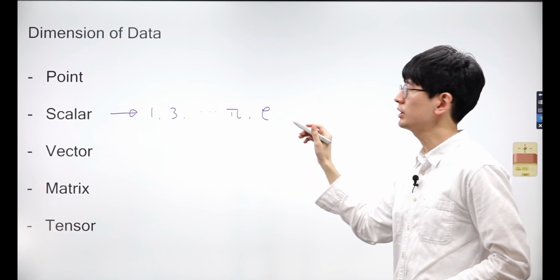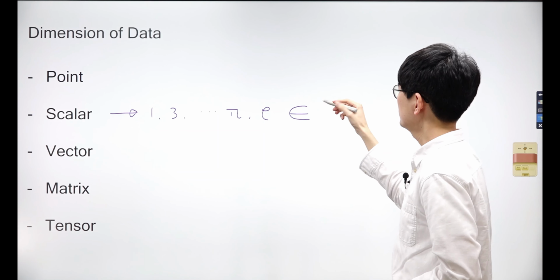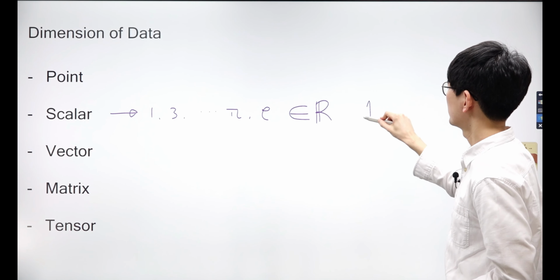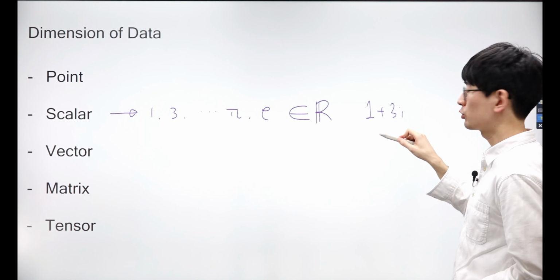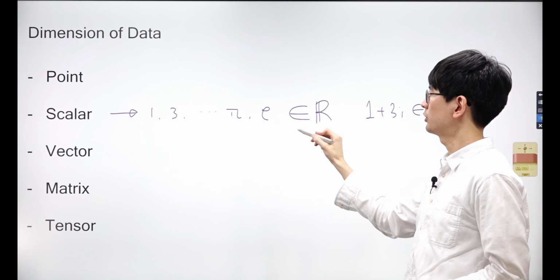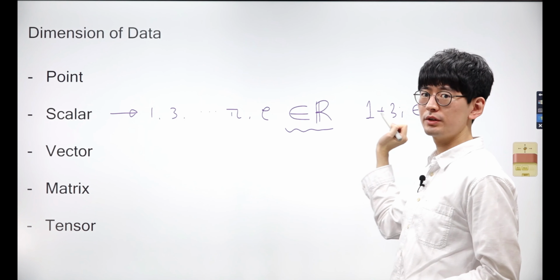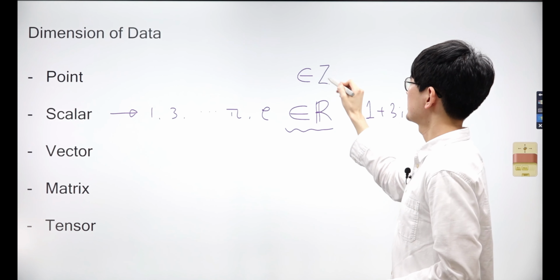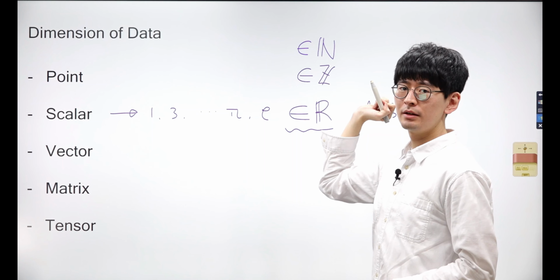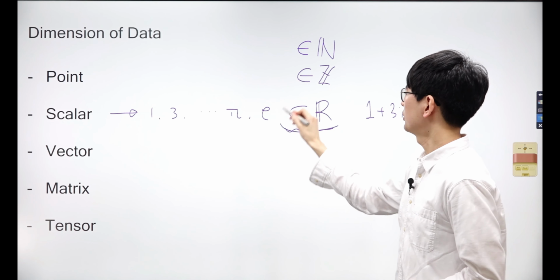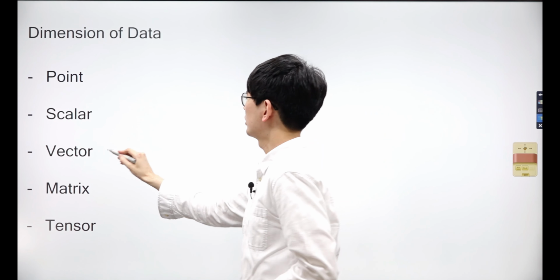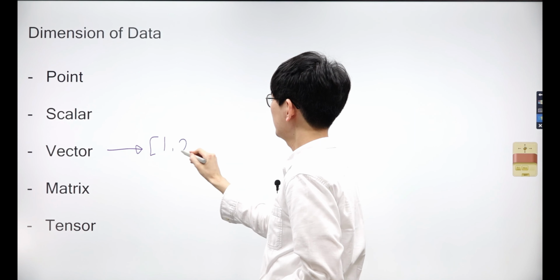So these scalars belong to the real number domain. Or if it's something like 1 plus 3i, it's a complex number, so it belongs to the complex number domain. So we can express a scalar as an element of a set, like this. A scalar can belong to real numbers, complex numbers, or integers. If it belongs to integers, we represent it with capital Z. And if it belongs to natural numbers, we represent it with capital N. Scalars belong to a certain number system.